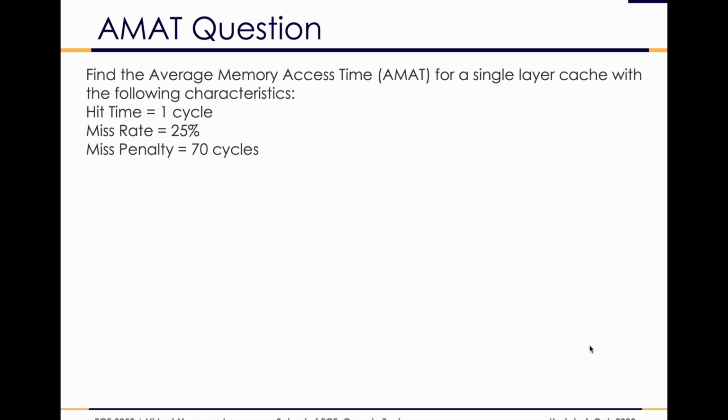The first thing you do is use the AMAT equation, which for just a single layer cache would be the hit time plus the miss rate times the miss penalty. If you have multi-layer caches, you can cascade the equation as shown in the lecture slides. In this instance, all you have to do is take the hit time of 1 and add it to the miss rate times the miss penalty, which would be 0.25 times 70. That gives a total of 18.5 cycles for the AMAT.